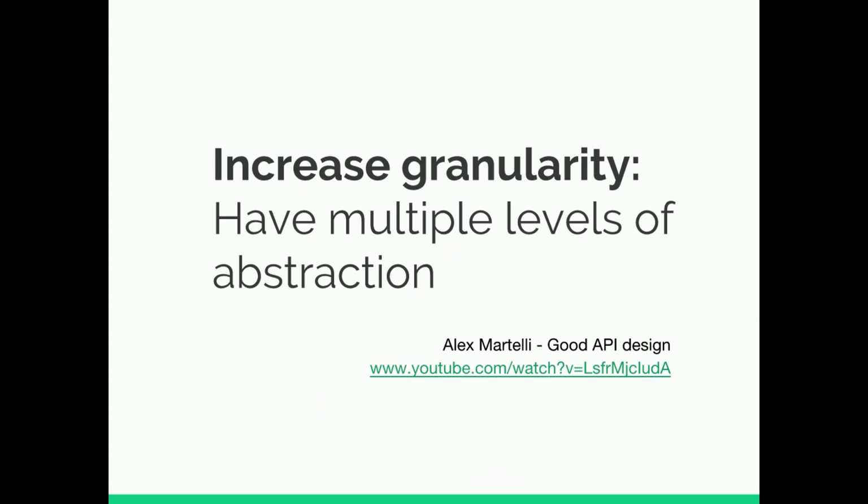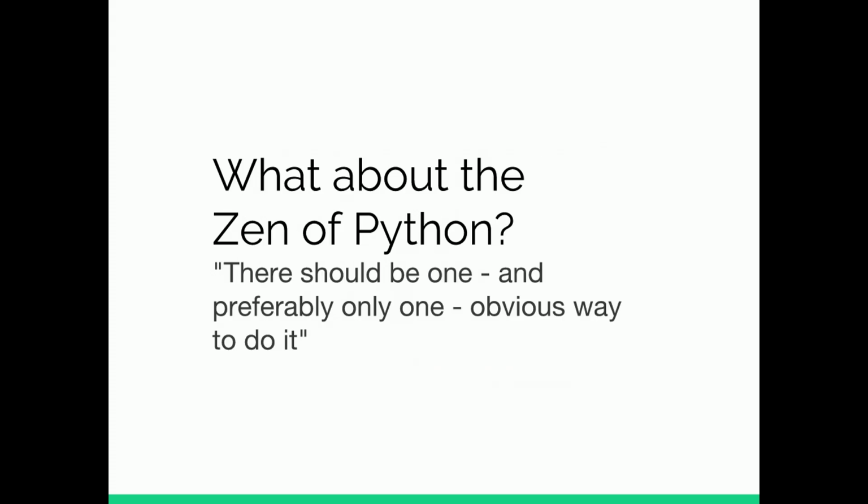So to increase granularity, we must have multiple levels of abstraction, and this is good. It is not bad to have an API with multiple levels of abstraction. Alex Martelli talks about that in his Good API Design talk. But what about the Zen of Python? It says that there should be only one obvious way to do it. Yes, but an obvious way to do it. Obvious is the 80%. You should have only one way to do the 80% use cases. But you should have many options of integration, many lower level abstractions for the other 20% that want extensibility, that want to dive into your API.